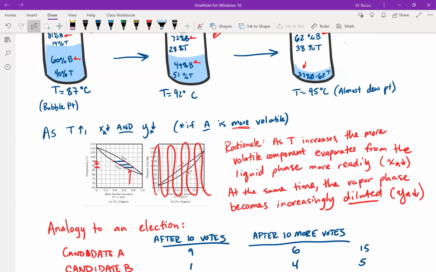And then also I want to clear up that the inverse is also true. So I could also say as P decreases, then XA would increase and YA would increase. And you could show that by the same logic using the PXY diagram, and also noting that component A is always by convention the more volatile component. So that is the first thing, and we're going to go on to something else. I'm just going to keep this video rolling.